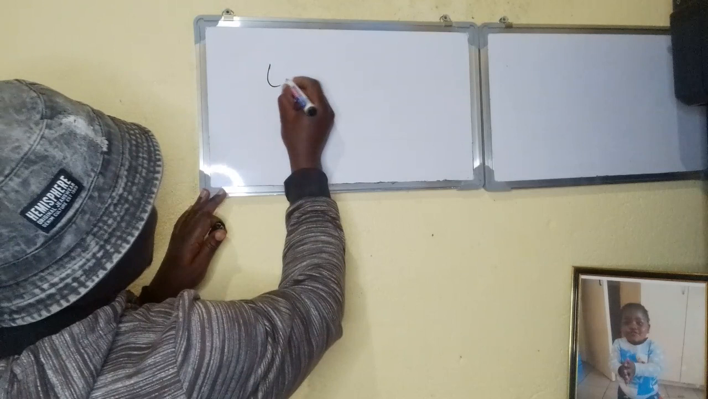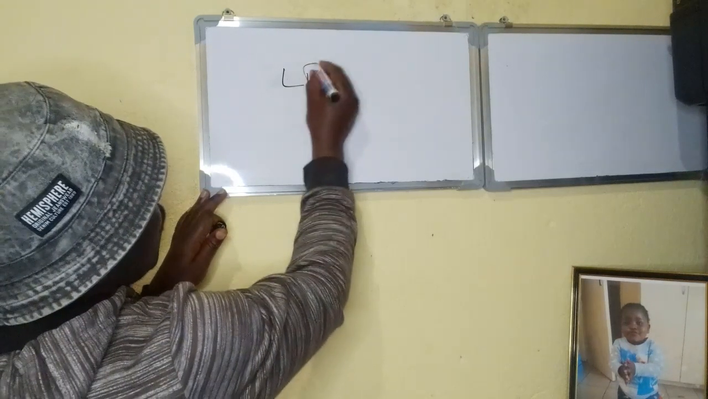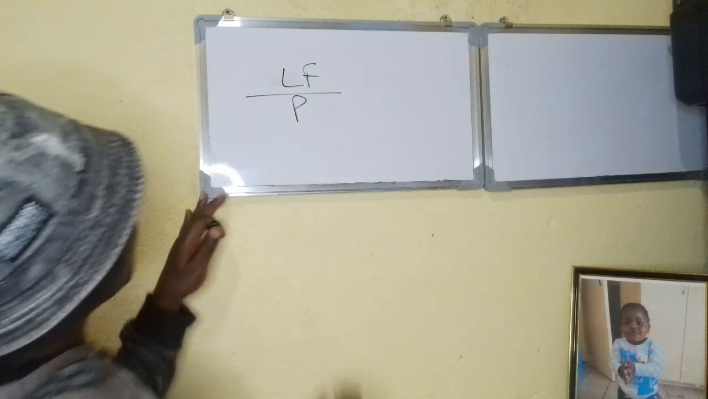So, you have what is called labor force. What is labor force? It's people of working age that are willing and able to work. Okay? And then how do we measure unemployment? There is what is called the unemployment rate. How do you measure unemployment? Again, here's the formula. Labor force, I'm just going to say LF. Labor force over population.